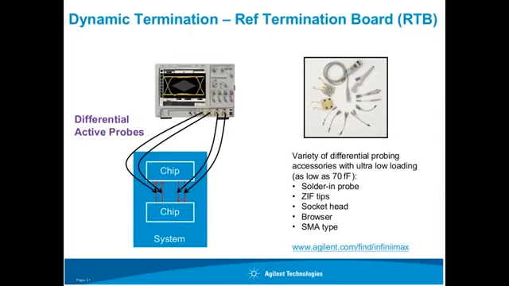Finally, if you want to probe the D-PHY or M-PHY signals at the system level, you can use the scope differential probes to access the signal at the traces or probe points. So here you don't have to worry about termination because it should already have been taken care of at the chip level when the chips are integrated together on the system.